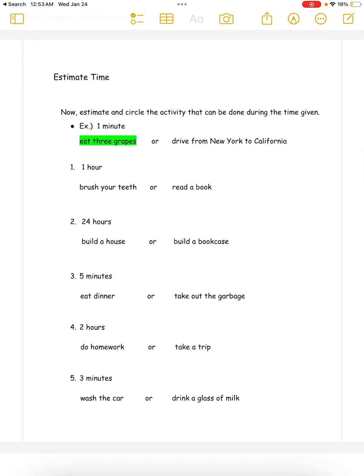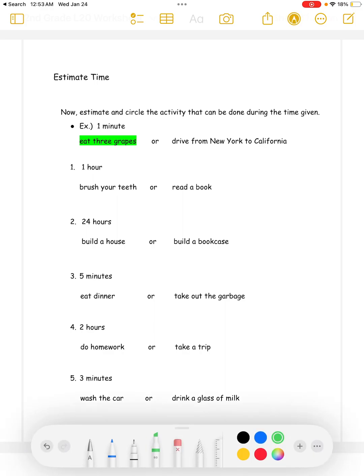Page 3. Estimate time. Now estimate and circle the activity that can be done during the time given. 1 minute. Eat 3 grapes or drive from New York to California. 1 hour. Brush your teeth or read a book. We would typically brush our teeth for about 2 to 3 minutes and not an hour. So we would read a book.